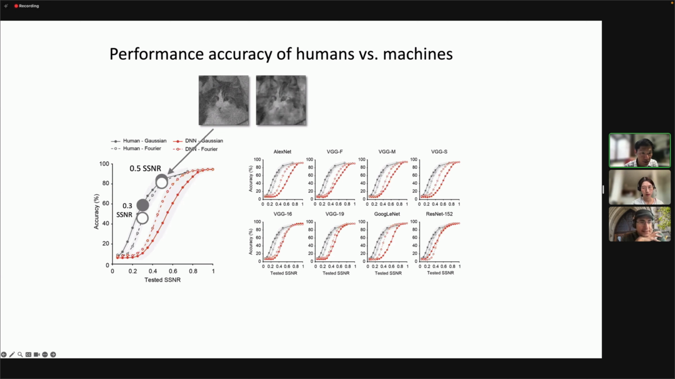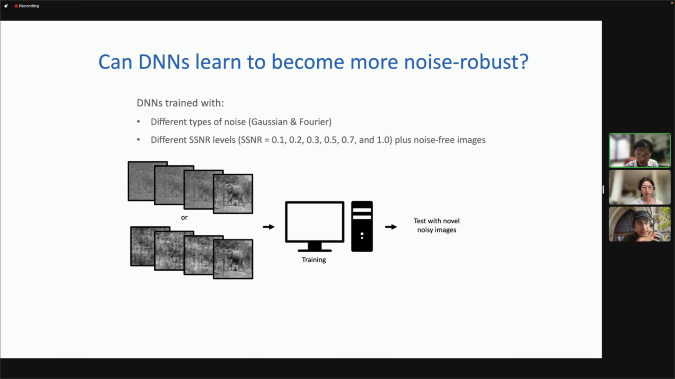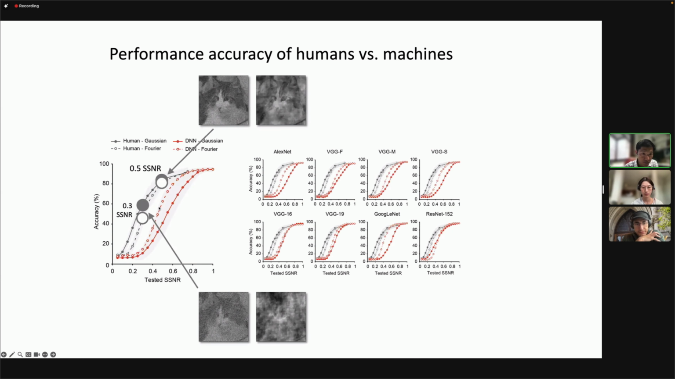And at 0.3 SSNR, they drop down to about 50% accuracy on a 16 classification task, where chance is below 10%. Now, we can contrast that with the DNNs. DNNs are about 50% accuracy at the 0.5 SSNR, and they're at floor when you get down to 0.3 SSNR. So a stark difference in performance.